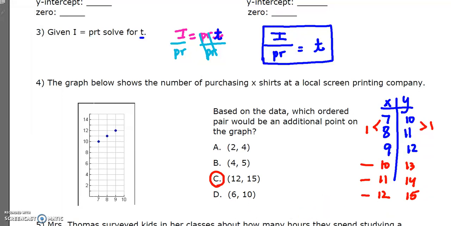And another way I could have checked that is this. If you will notice from 7 to 10, this was a difference of 3, right? So from 8 to 11, also a difference of 3. From 9 to 12, also a difference of 3.